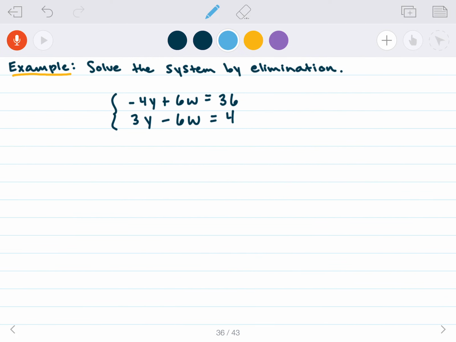So let's do another example. So first thing is we want to figure out which of these variables, w or y, we are going to eliminate. So we have equation 1, equation 2. I'm looking for equal but opposite coefficients, and I see them right here, right? I know that when I add these together, they're going to clear. They're going to go away because they're equal and opposite. Positive 6w plus negative 6w is 0. So let's go ahead and add these guys together.